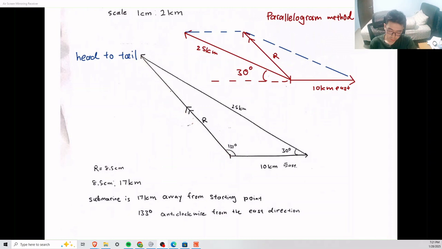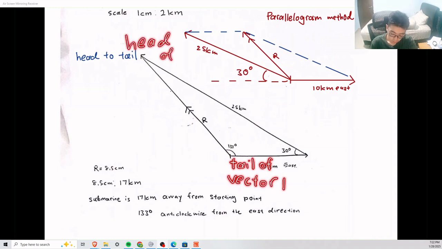Take note, head to tail means that the resultant starts from the tail of vector 1 and ends at the head of vector 2. Tail of vector 1, head of vector 2. Then you draw like that.